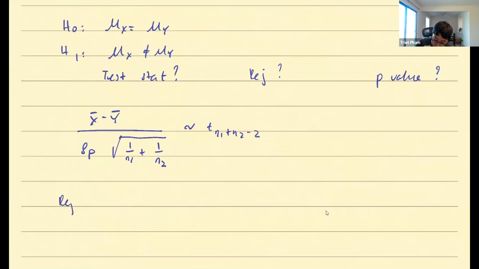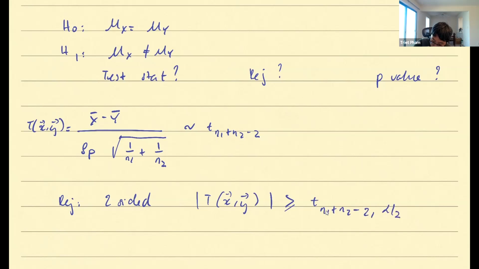When do we reject? We reject if, for the two-sided, let's call it T of xy, right? We reject when the absolute value of T of xy is bigger than t with n1 plus n2 minus 2 degrees of freedom at alpha over 2. Right?